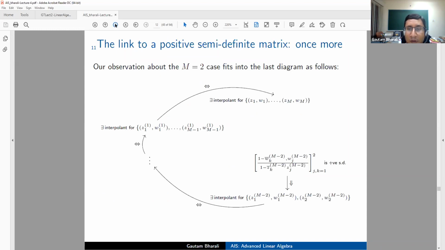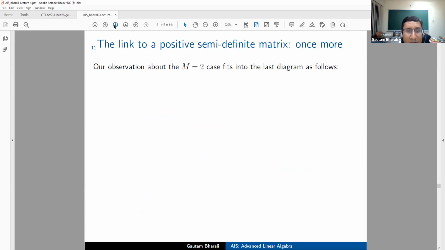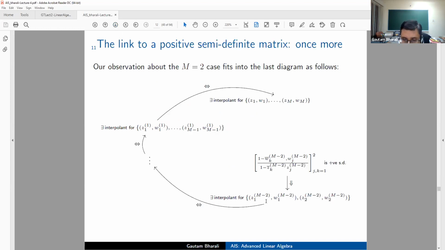So now I have this picture. In the previous picture, I had the sequence of implications. But each of these implications is actually an equivalence. So in this picture, I'm going to reverse this arrow and go around the circle this way. Then to complete the circle, I show that this interpolant implies a positivity condition of some matrix, which will imply the positivity condition of a smaller matrix, which will imply the positivity condition of an even smaller matrix, and ultimately this implies this particular implication that I am highlighting, which we have already proved. So that is how this proof is going to go.